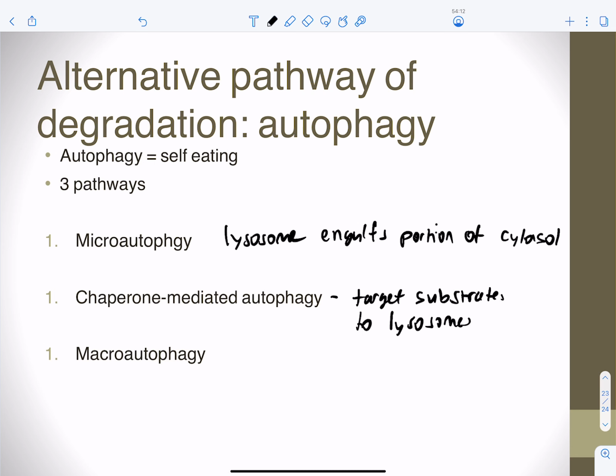And then you have macroautophagy, and this is what is typically thought of. This is more of a traditional autophagy. So this would be 2 and 3. Macroautophagy is where your cytoplasmic organelles get sequestered within membrane compartments and digested.